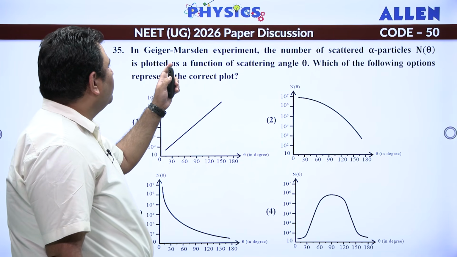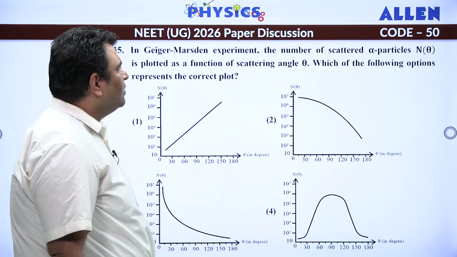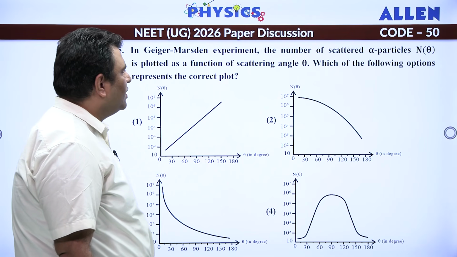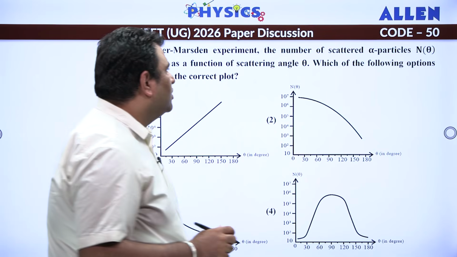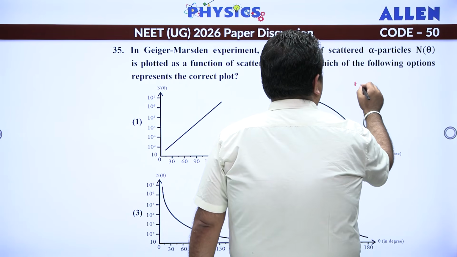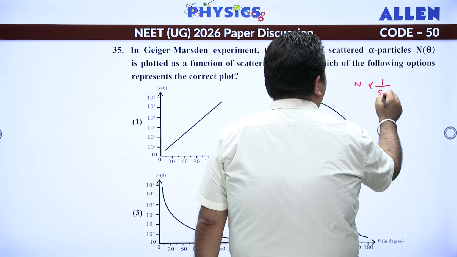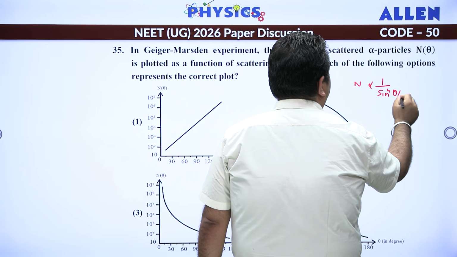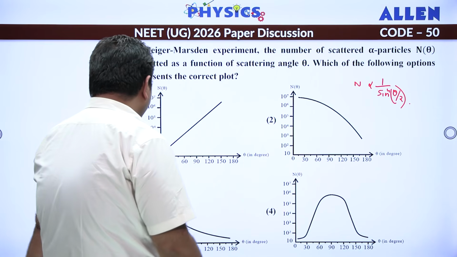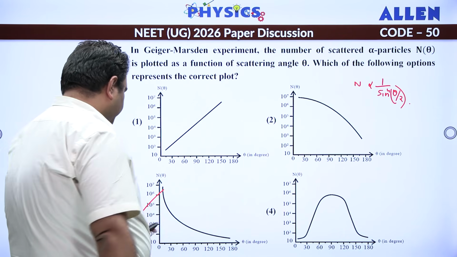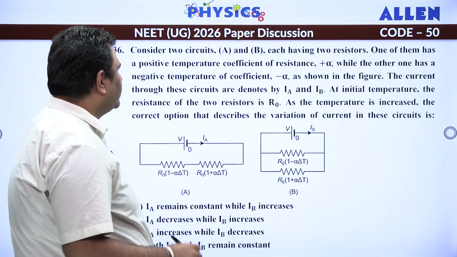In a Geiger-Marsden experiment, the number of scattered alpha particles is plotted as a function of scattering angle theta. Which of the following options represent the correct plot? So now in this question, the number of particles is proportional to 1 by sin to the power 4 of theta by 2. Since it is inversely proportional to a sine function, the graph should be third option in this case. Moving on to the next question.